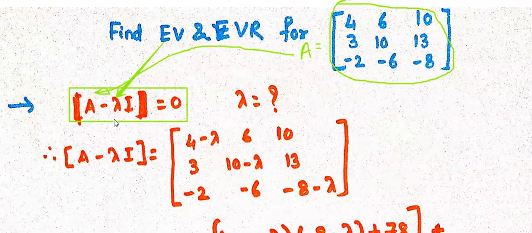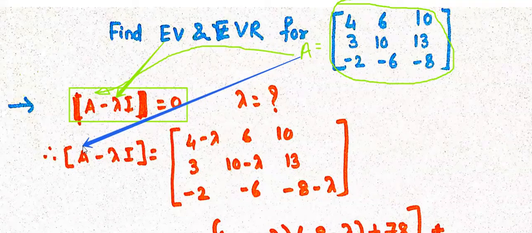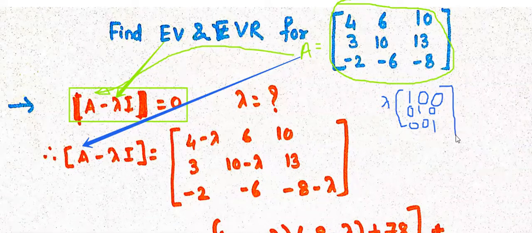Before proceeding directly to the determinant calculation, let's see how to get A minus lambda I. A is already with us, that is this matrix. Lambda into I can be calculated with a simple calculation. Obviously it will be a 3 by 3 matrix, so it will be lambda into [1 0 0; 0 1 0; 0 0 1]. So lambda into this gives lambda, lambda, lambda on the diagonal, and this lambda is taken inside. So this is our lambda I.